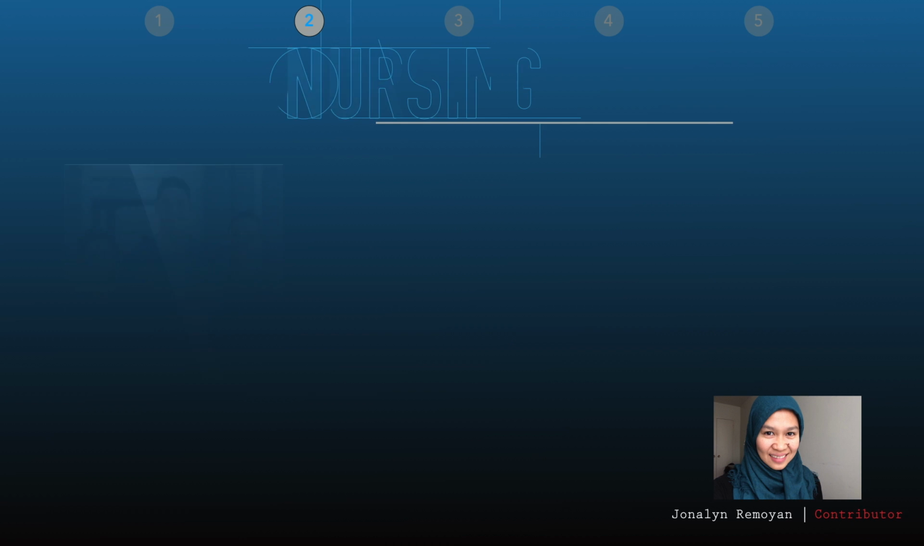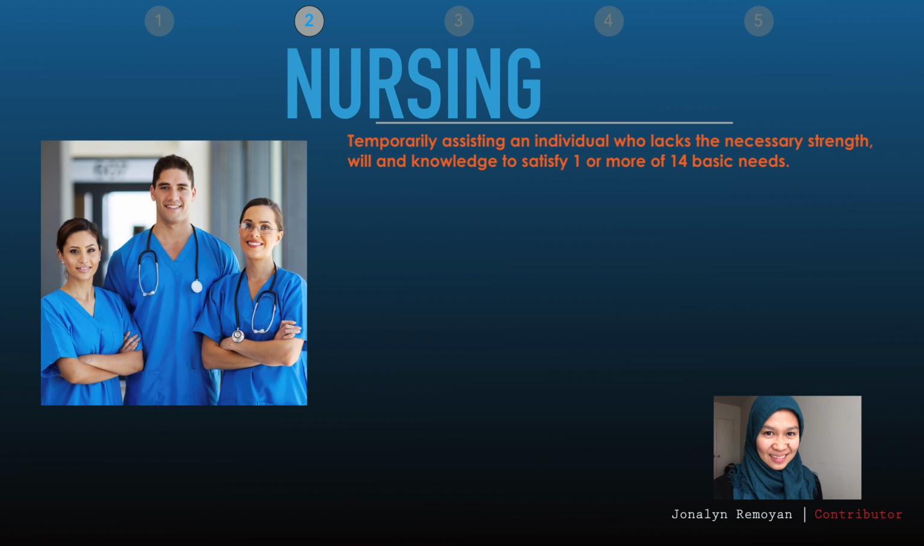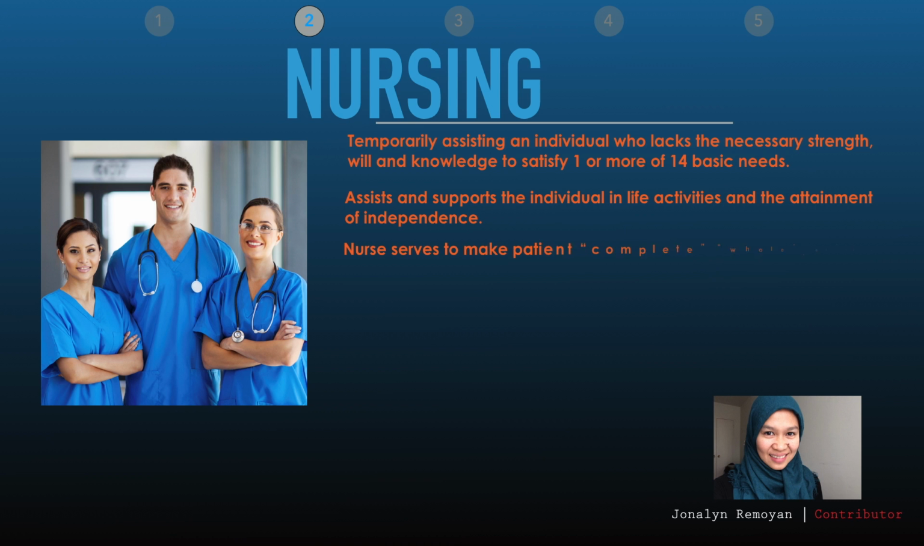Fourth, nursing. This is temporarily assisting an individual who lacks the necessary strength, will, and knowledge to satisfy one or more of the 14 basic needs. Assists and supports the individual in life activities and the attainment of independence. The nurse serves to make patients complete, whole, or independent.